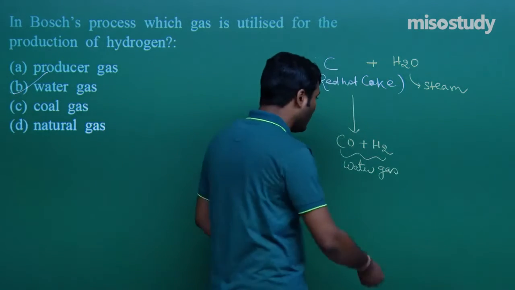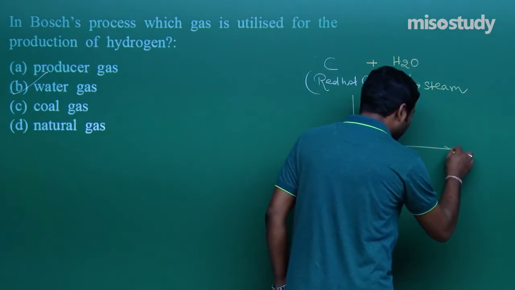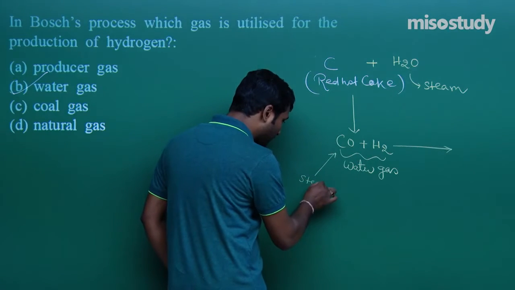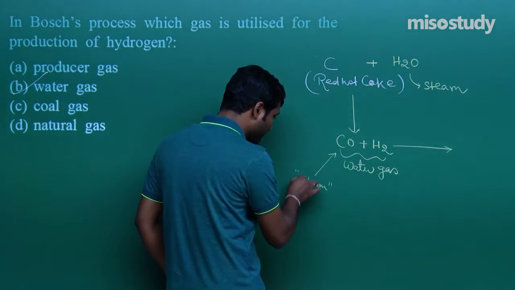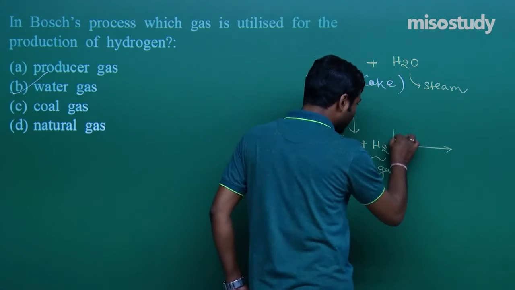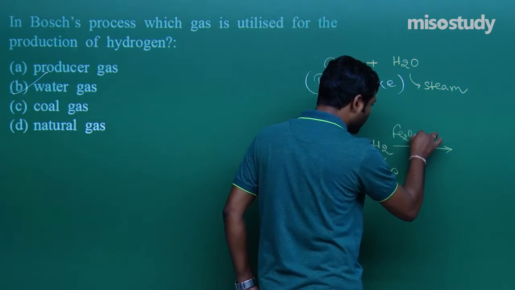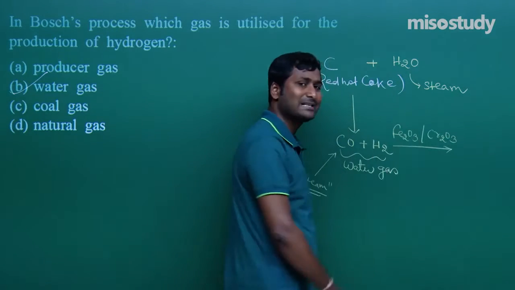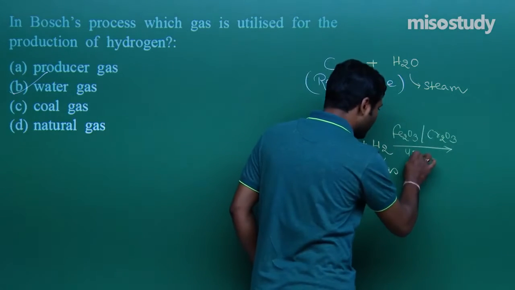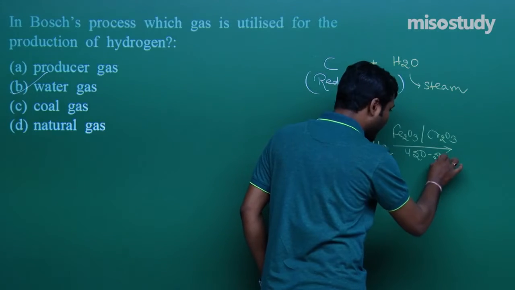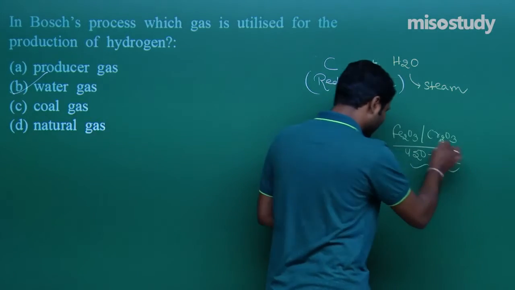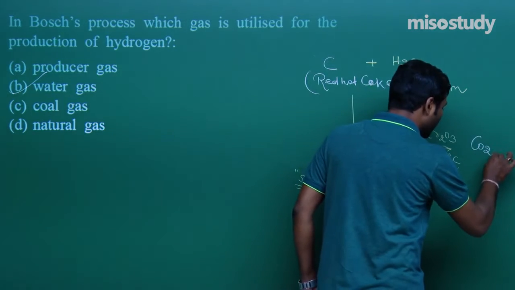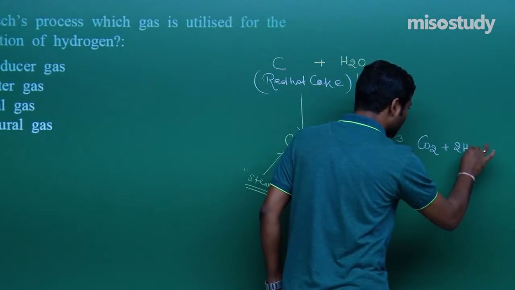Clear? Now, when the mixture is treated with double its volume of steam in presence of Fe2O3 or Cr2O3, which will act as a catalyst, at a temperature of 450 to 500 degrees Celsius, then what will happen in this case? It will form CO2 plus H2.